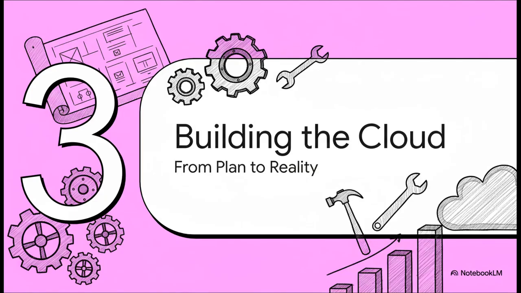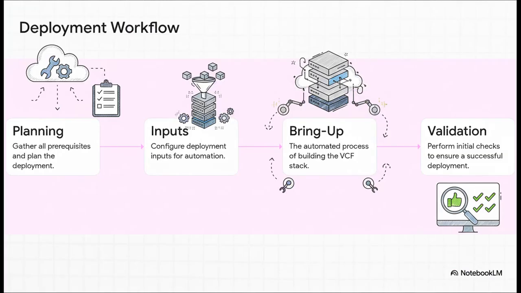Okay, so we've got the blueprint. Now, it's time to break ground. Section 3 is all about turning that architectural plan into a real, functioning private cloud. The deployment workflow is where you really see that automation shine. You start with your planning and making sure you have all the prerequisites. Then you feed your configuration details into a simple wizard. After that, you just hit go, and VCF automates the entire bring-up process, building that whole complex stack for you. It even validates the deployment at the very end to make sure everything is absolutely perfect.